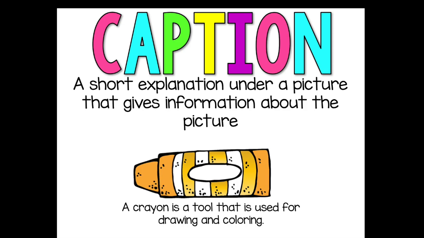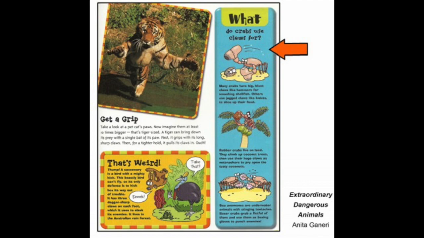Always read the captions. The arrow here is pointing to something called a sidebar, and a sidebar is just usually on the side of a page, sometimes in a box, that gives a little extra information. You'll see some sidebars in our book today under the title of Fun Fact.